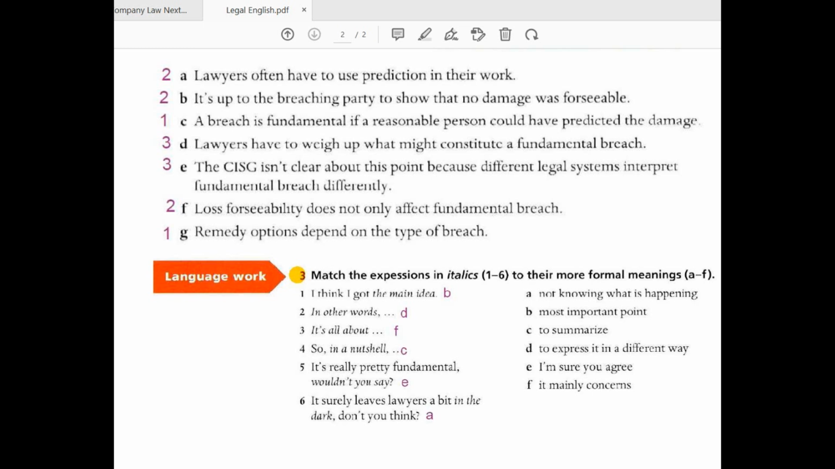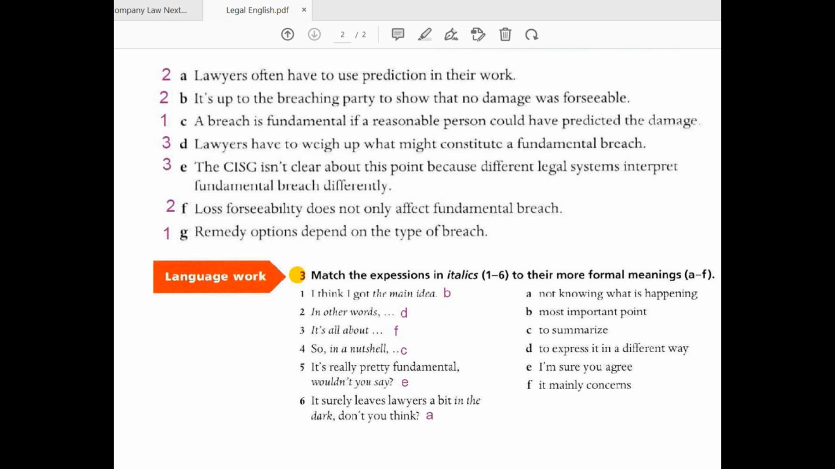Option A belongs to the second extract: Lawyers often have to use prediction in their work. Option B again belongs to the second extract: It's up to the breaching party to show that no damage was foreseeable. Option C belongs to the first extract: A breach is fundamental if a reasonable person would have predicted the damage.